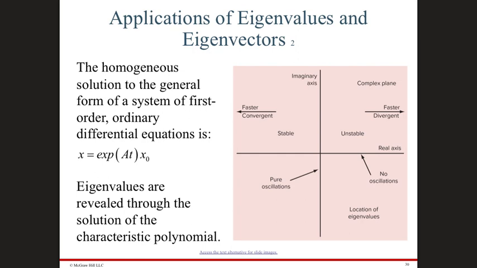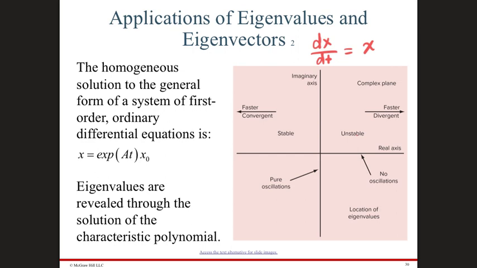Generally speaking, we talk about dx by dt equals x. This general form of ordinary differential equations is known to have a solution with some constants on the right side, which is going to be an exponential.